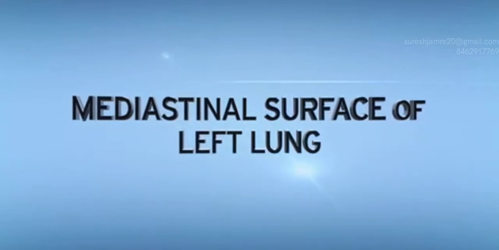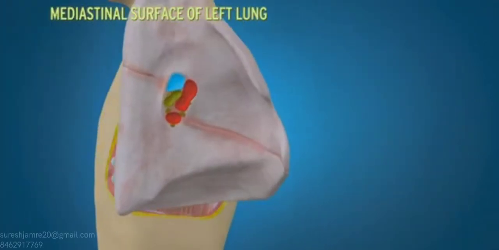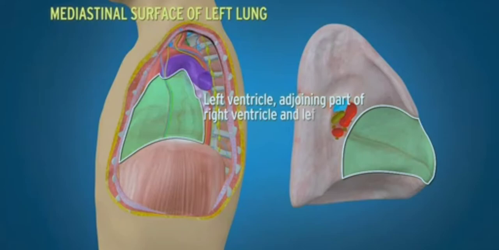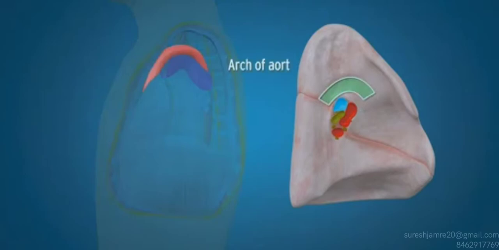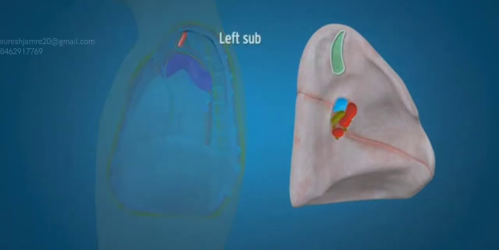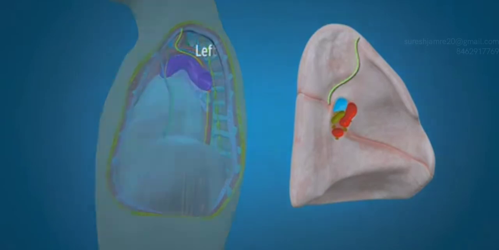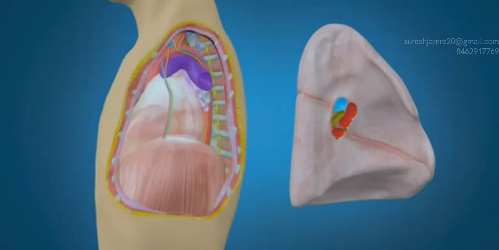Mediastinal surface of left lung. Mediastinal surface of left lung is related to left ventricle, adjoining part of right ventricle and left auricle, pulmonary trunk, arch of aorta, descending thoracic aorta, left subclavian artery, esophagus, left brachiocephalic vein, left vagus, left recurrent laryngeal and left phrenic nerves, thoracic duct.